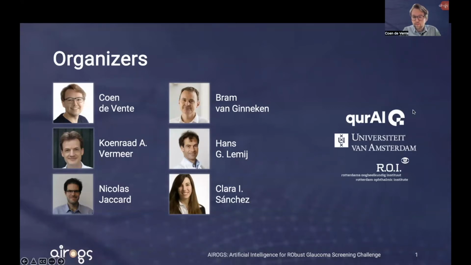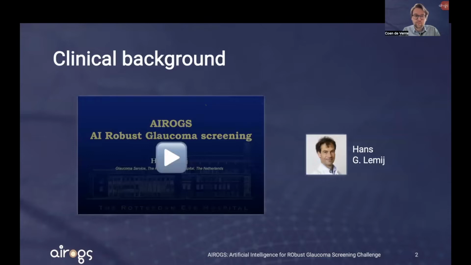and by these institutions, QAI, which is part of the University of Amsterdam, and the Amsterdam Medical Center, and it is also organized by the Rotterdam Ophthalmic Institute. And first, we will get some clinical background on the challenge from Hans Lemay.